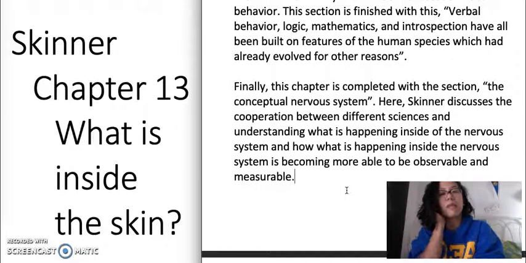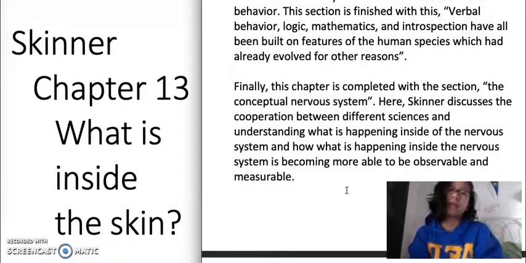Finally, this chapter is completed with the section, The Conceptual Nervous System. Here, Skinner discusses the cooperation between different sciences and understanding what is happening inside of the nervous system, and how what is happening inside the nervous system is becoming more able to be observable and measurable.